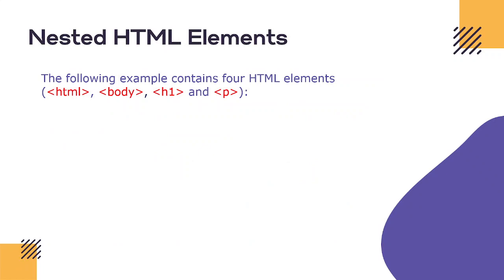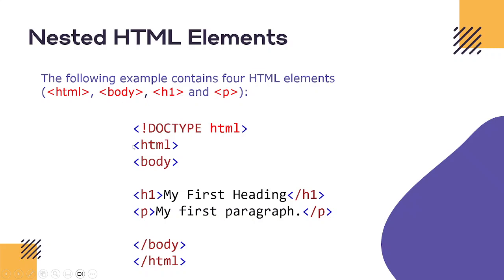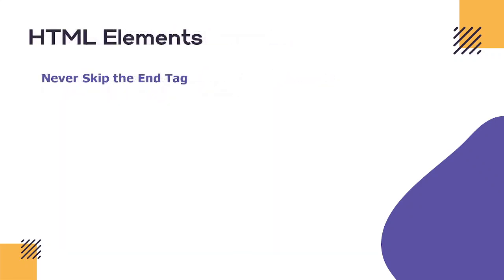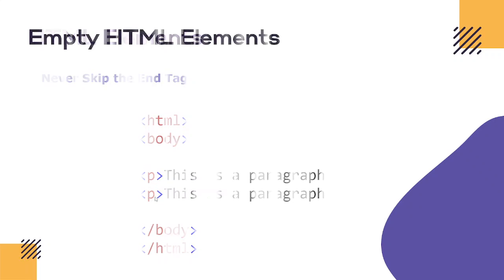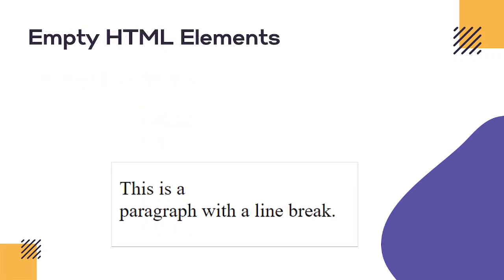Okay, nested HTML elements. The following example contains 4 HTML elements: the HTML, body, H1, and P. So say for example this one: HTML, body, H1, P, close body, and close HTML with the end tag. Never skip the end tag, of course. The end tag for HTML is this one, and close the body too with its end tag. Okay, what's missing here is the P. Walang P na nakalagay.